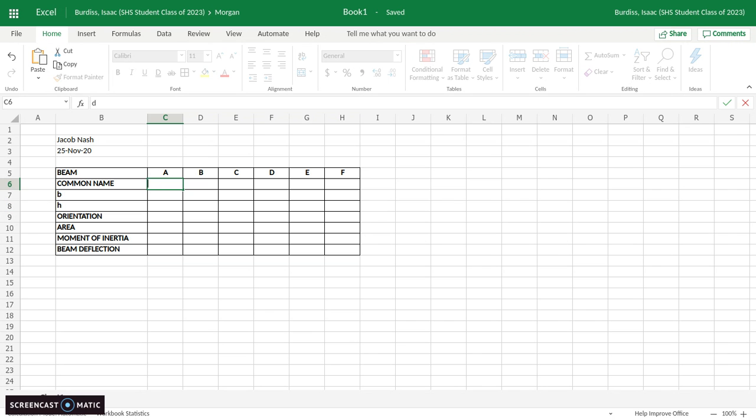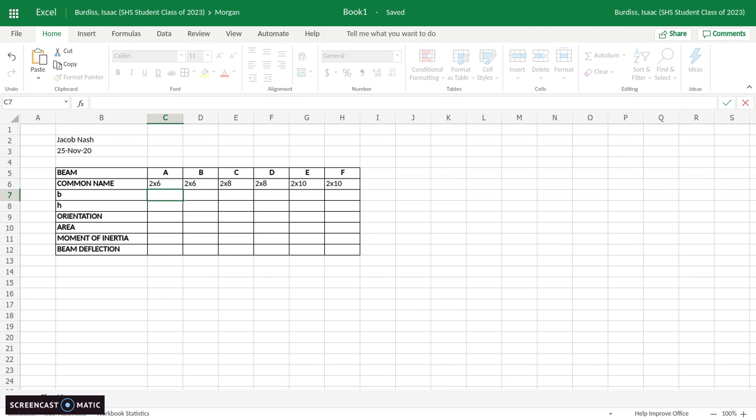Oh, maybe you have to type in something first. So 2 by 6 for that one, 2 by 6, 2 by 8, 2 by 8, and 2 by 10, 2 by 10. That's the common names for these. We'll center align this later.